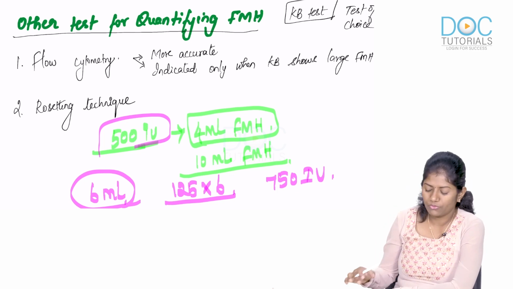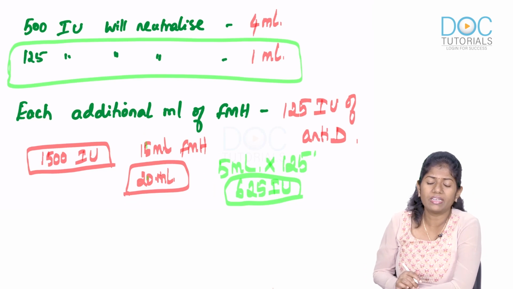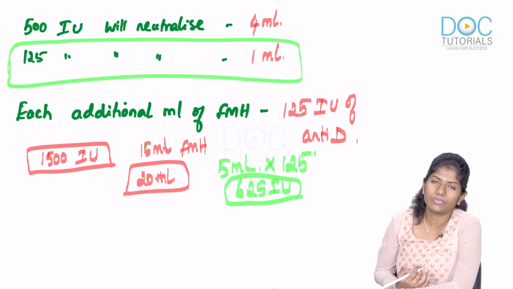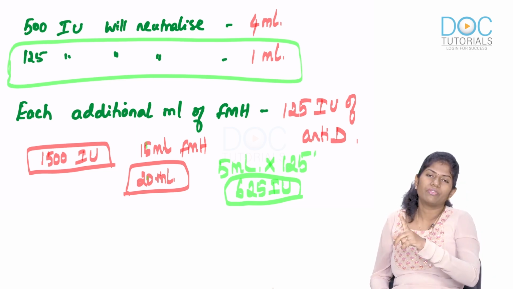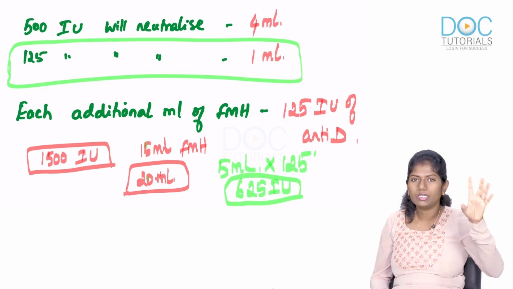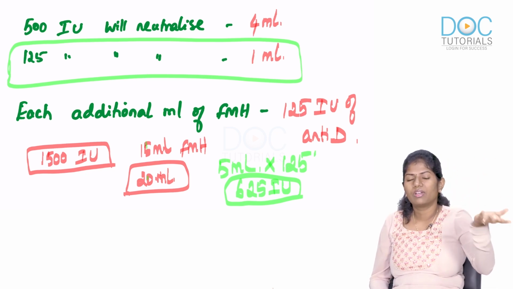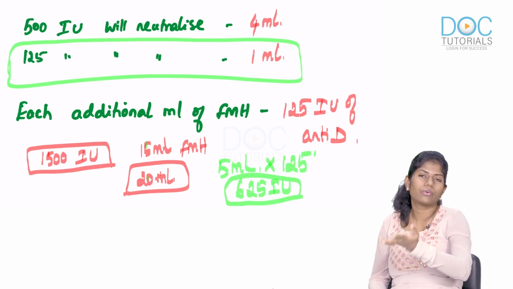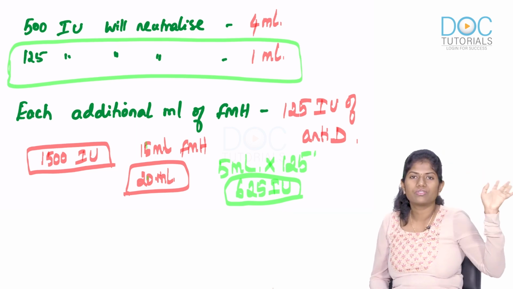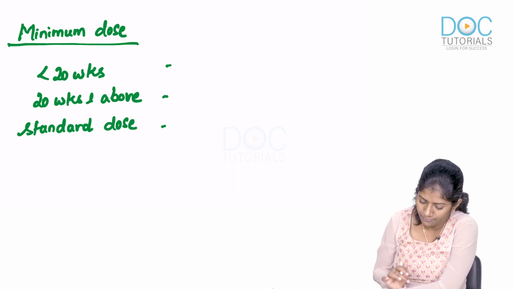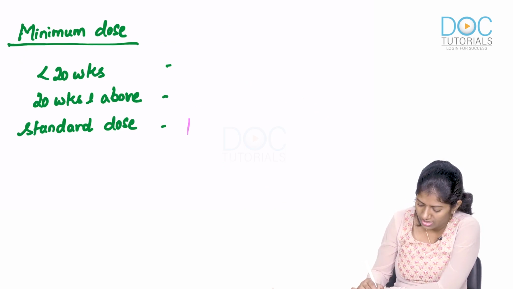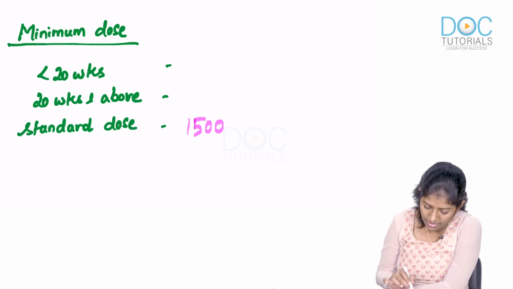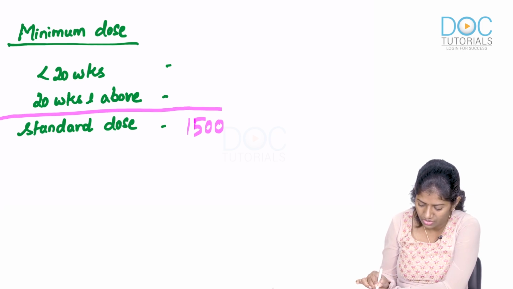So this is how you have to calculate additional doses. You will be getting questions on additional doses of fetal-maternal hemorrhage. Just have this in your mind: for every 1 ml, 125 international units has to be given. Either you give 500 or 1500, 500 neutralizes 4 ml, 1500 neutralizes 15 ml, and you calculate the extra dose accordingly. What is the standard dose? I already told you, the standard dose is 1500 international units.